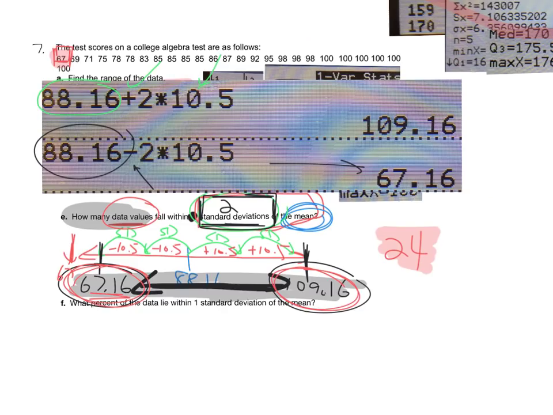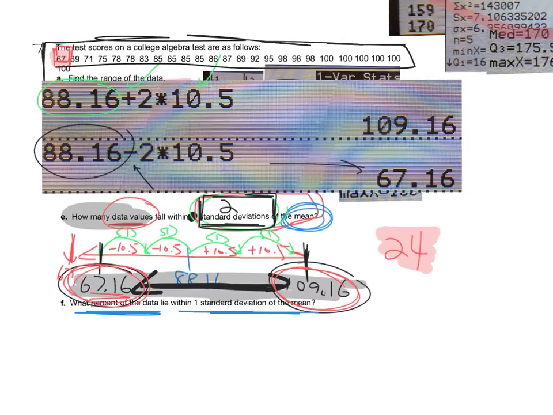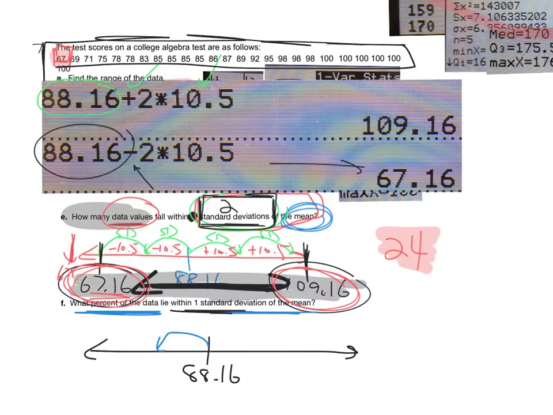For letter F, now we want to know what percent of the data lies within one standard deviation of the mean. So here we need to figure out the percentage of the data values. We'll figure out how many data values and turn it into a percent. How many data values are within one standard deviation of the mean? So again, I'll imagine a number line with the mean, the average, right smack in the middle. And what I'll now do is go one standard deviation in each direction. So here I'm going to be adding just one 10.5 and subtracting just one 10.5 from that mean, because it's all centered again around the mean, the average.